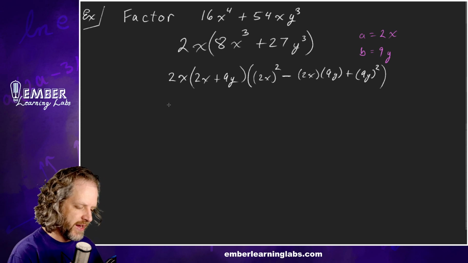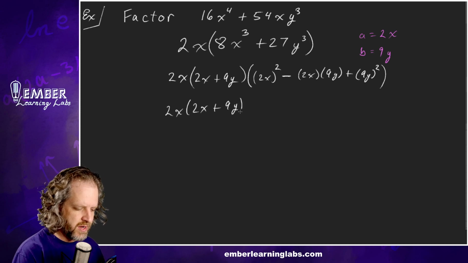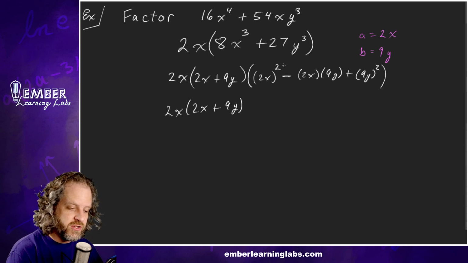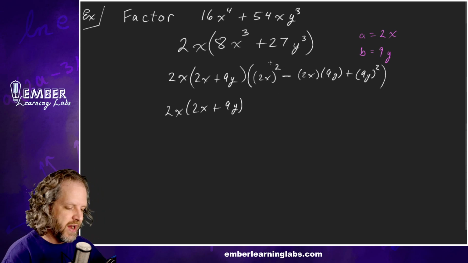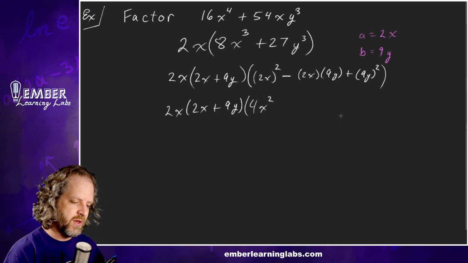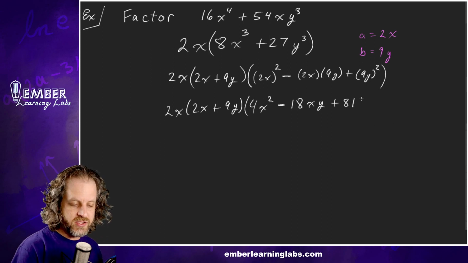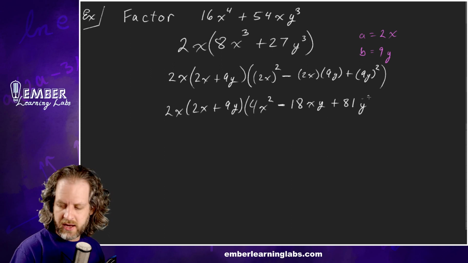This stuff out here is just going to hang out. So 2x times 2x plus 9y. And then this, we've got to basically distribute, right? So 2 squared is 4, x squared is x squared. And then minus 2 times 9 is 18, and then xy. And then plus 9 squared is 81. And then y squared is y squared.